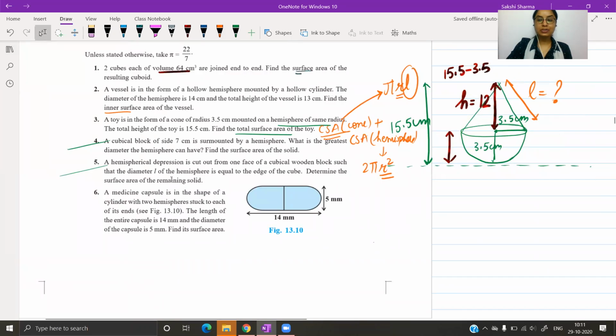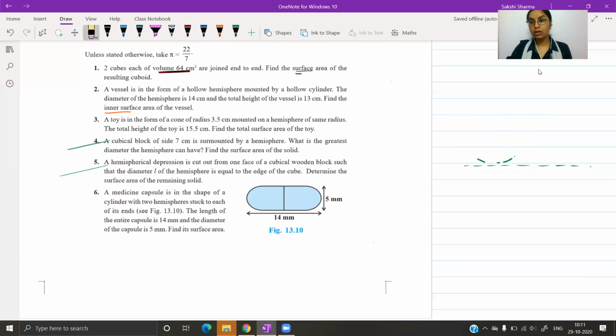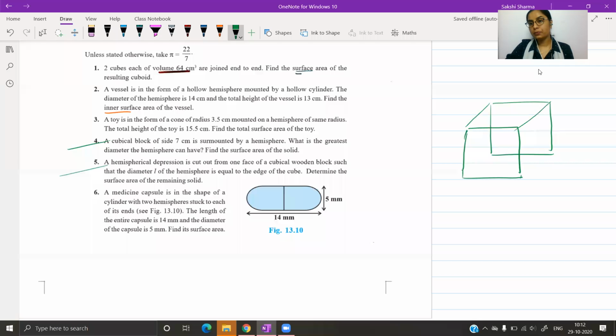Question number 4 and question number 5 are a little trickier compared to the ones we just did. We have been given that there is a cubical block of side 7 centimeters. It's surmounted by a hemisphere. Now these two objects are different in shape as such because cube is a polyhedron, whereas hemisphere is a solid with curved surface. So we cannot say the radius is the same because a cube does not have a radius. So roughly drawing, let's first of all draw a cube, and we want to draw a hemisphere right on its top.